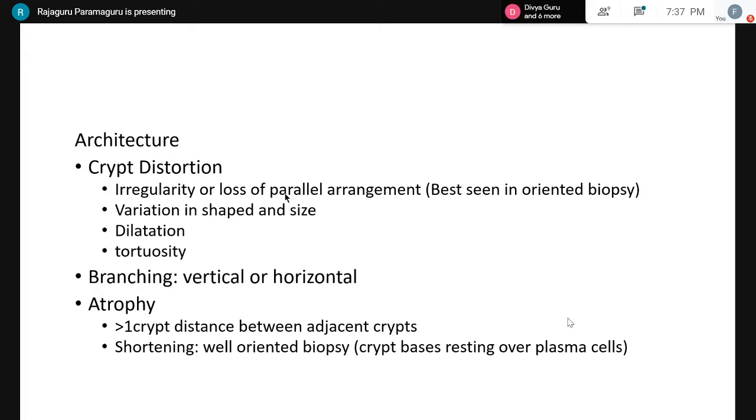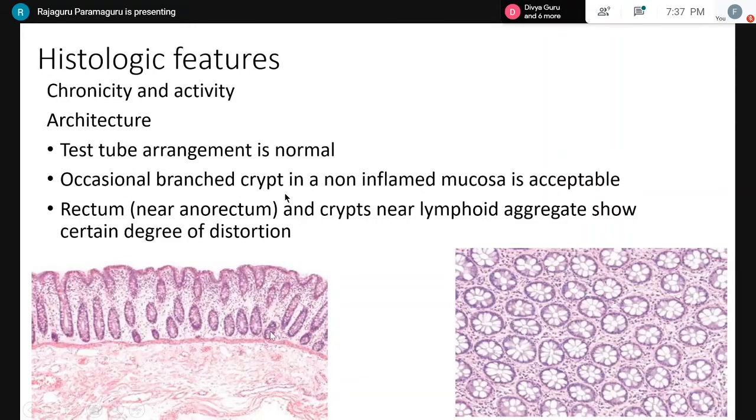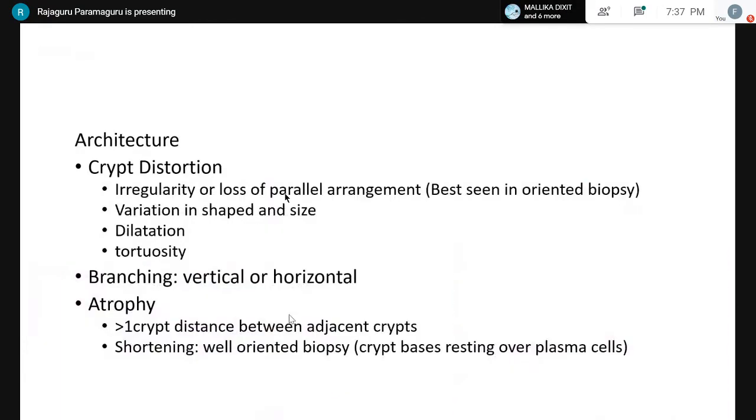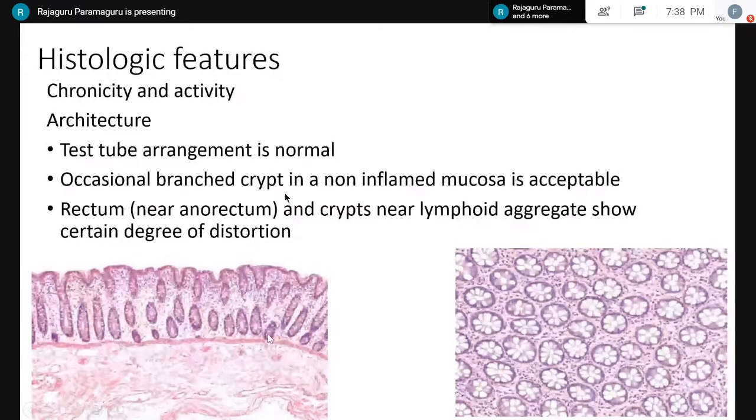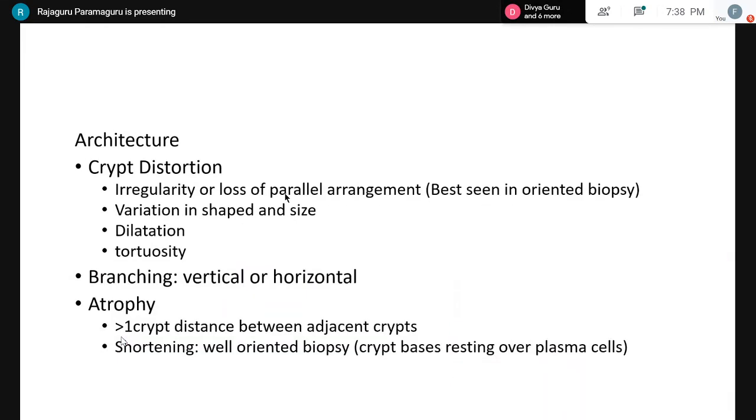Atrophy is when the space between two adjacent crypts is increased to more than 1 crypt diameter. It means it is atrophy. And there is another description, that is shortening. So here what you see, this muscularis mucosa, the base of the crypts are resting almost close or in certain places on the muscularis mucosae. When there is shortening, this distance is increased, and this area between the base of the crypt and the muscularis mucosae is filled in by plasma cells. That is called basal plasmacytosis.